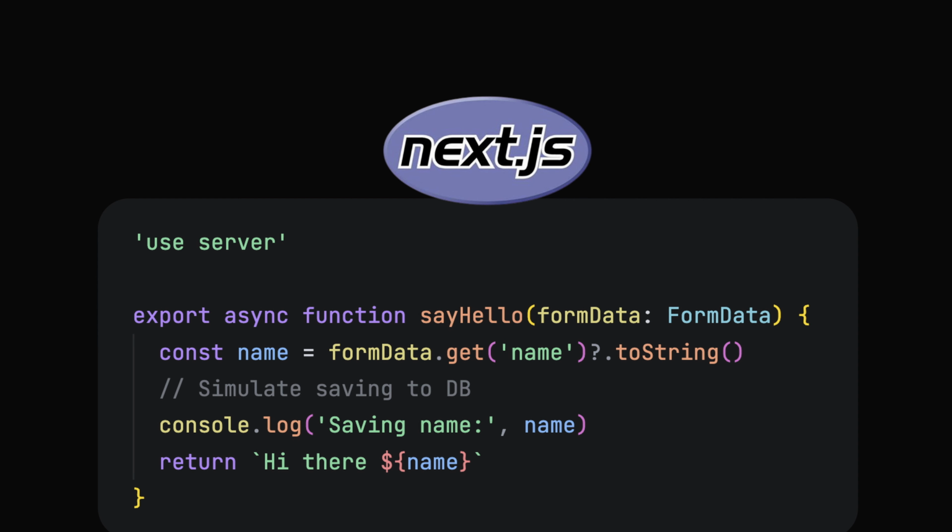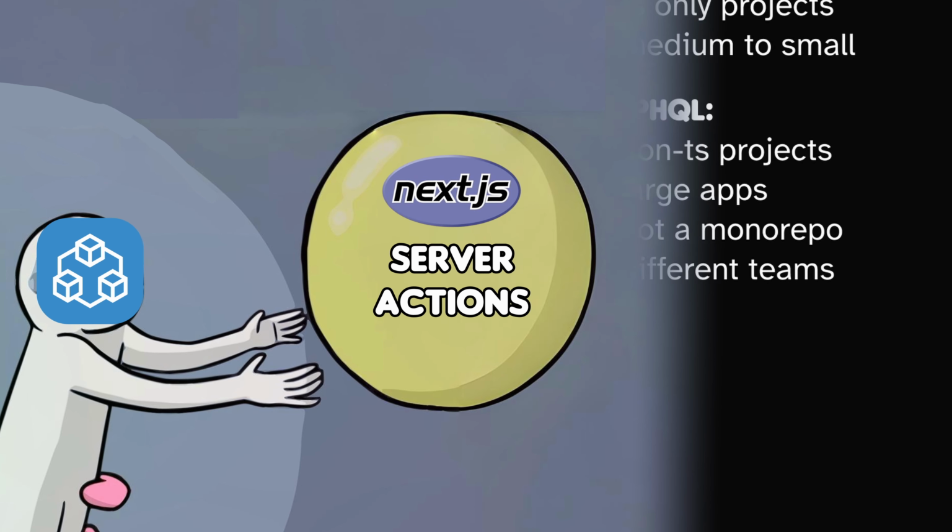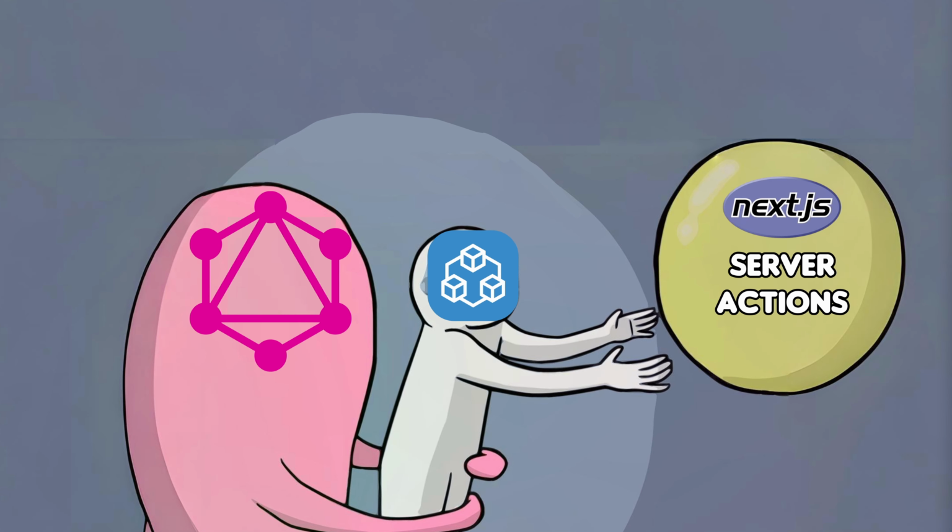In Next.js, as an alternative, we have server actions. It works fine for a small number of endpoints. Beyond that, we use tRPC. Beyond that, we use GraphQL.